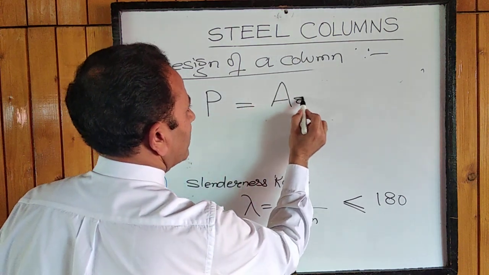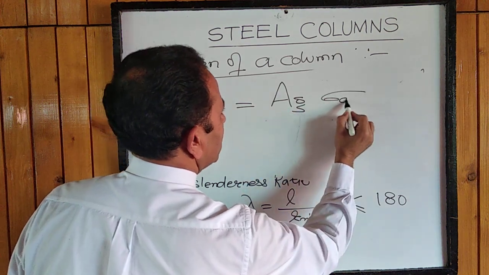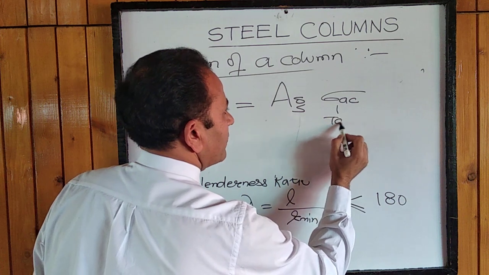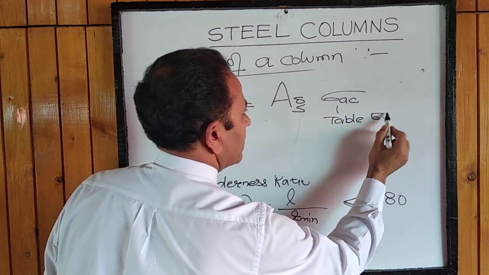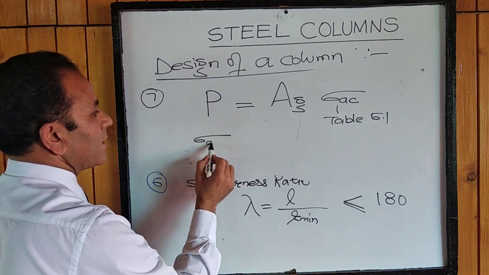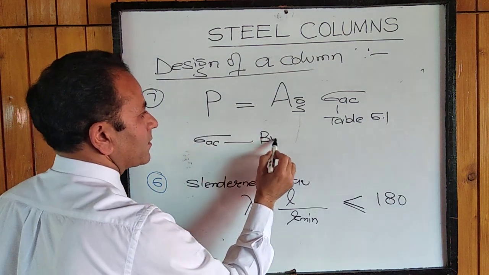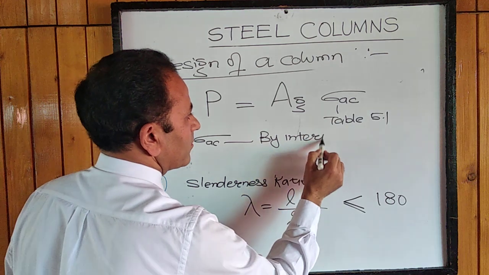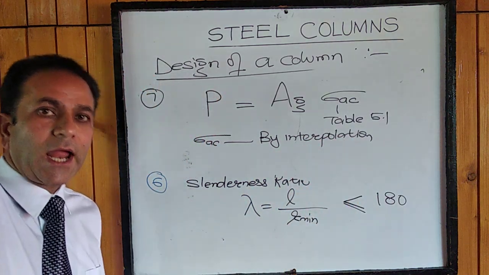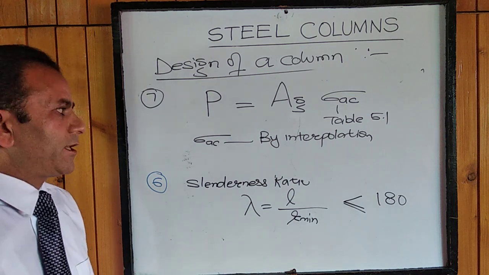this member can carry. So in the next step, we'll find out the load carrying capacity of the column as gross area multiplied by sigma AC. Sigma AC to be taken again from the table 5.1. I have now lambda with us. We'll find out sigma AC by interpolation, depending upon the value of lambda and Fy, yield stress of steel given.